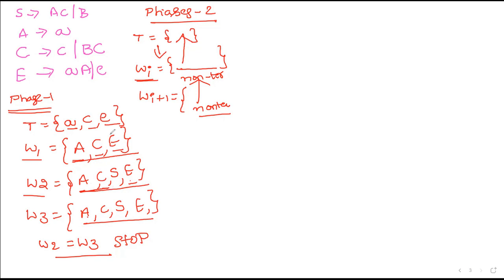Now, what is our grammar? What are the terminals we have? For example, G is equal to (V, T, P, S). V is the set of non-terminals, T is the terminals, P is the productions, S is the start symbol. Now, what does V contain? S, A, C, E. That means production B is eliminated. You got it? After completion of phase 1, B is eliminated.